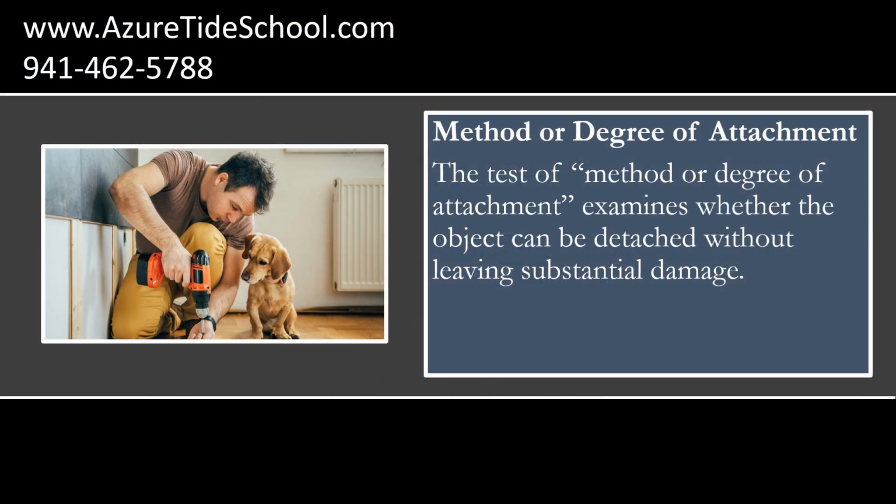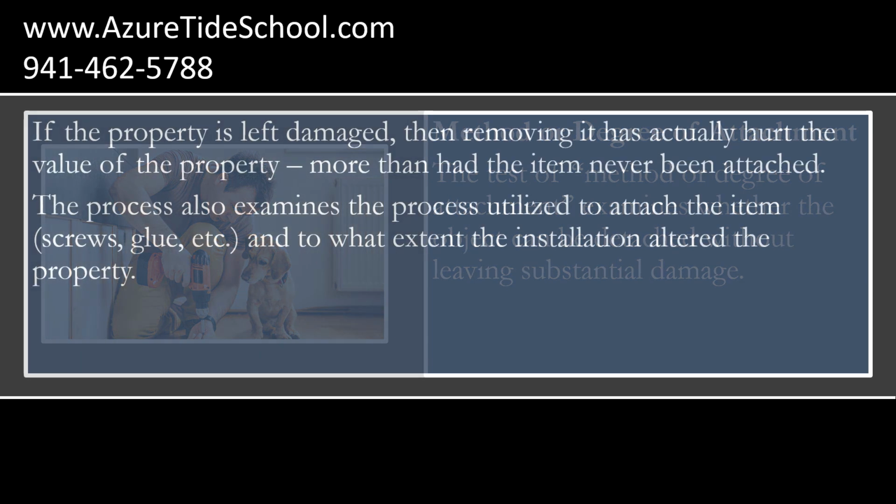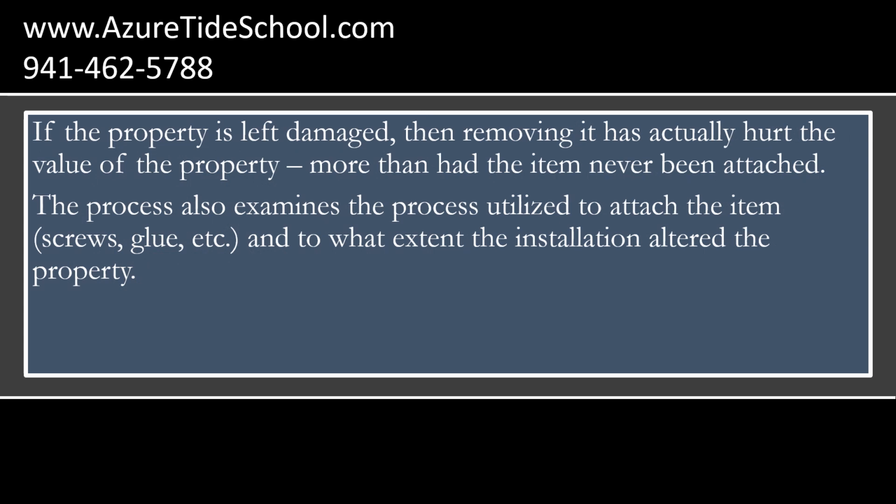Method or degree of attachment. The test of method or degree of attachment examines whether the object can be detached without leaving substantial damage. If the property is left damaged, then removing it has actually hurt the value of the property more than had the item never been attached. The process also examines the process utilized to attach the item, such as screws, glues, etc., and to what extent the installation altered the property.